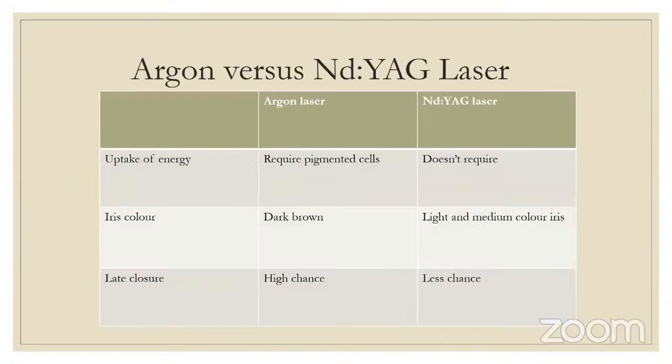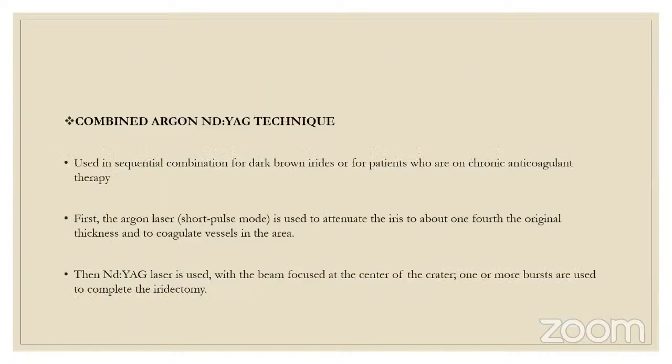Argon laser versus ND-YAG laser: uptake of energy by pigmented cells is required in argon laser and is not required in ND-YAG laser. The iris color is dark brown for argon laser, and light or medium color for ND-YAG laser. There is a high chance of closure in argon laser, and ND-YAG laser has less chance of closure.